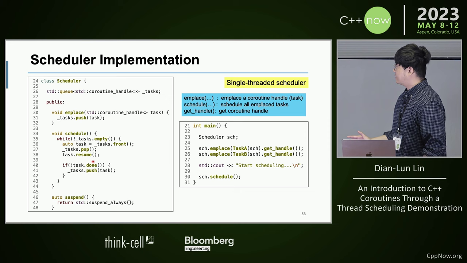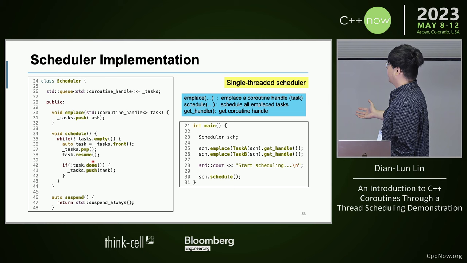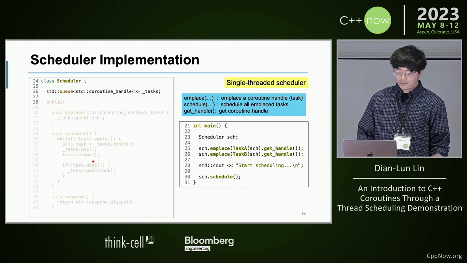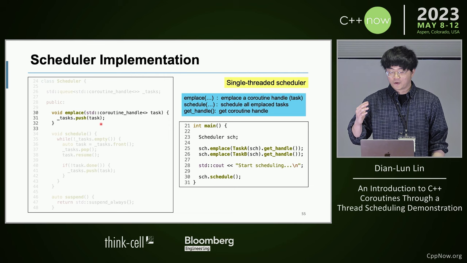Alright, this is the scheduler implementation. On the left hand side is the scheduler, and on the right side is the main function for you to take as a reference. The first part is here. I have a task queue that stores coroutine handles. And for the enqueue function, I simply put the task handle, the coroutine handle, back into the task queue.